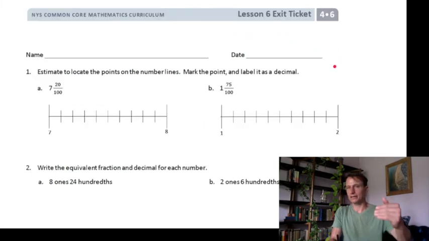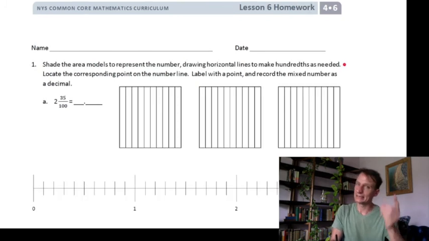Exit ticket, as usual, same thing but shorter. And when you get to the homework, you know what to do. Hop over to the homework time video to work through that.